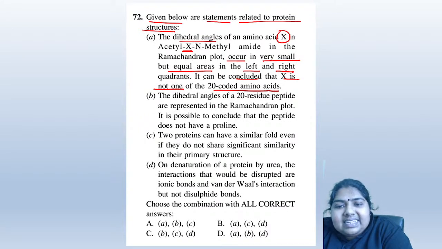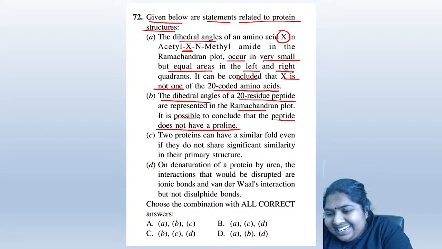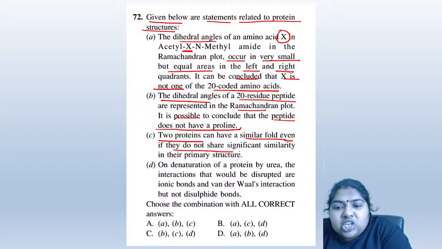Okay, right. The next option says that the dihedral angles of your 20 residue peptide are represented in a Ramachandran plot, so it is possible to conclude that your peptide does not have any proline. Ramachandran is not for sequencing. Have it in a corner of your mind. Two proteins can have a similar fold, even if they do not share any significant similarity in the primary structure.